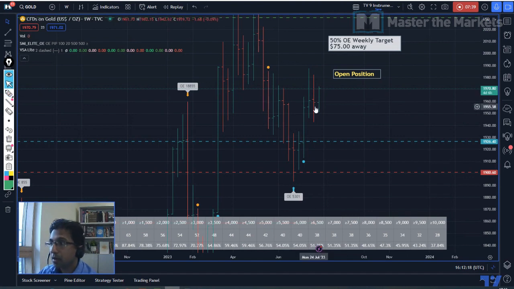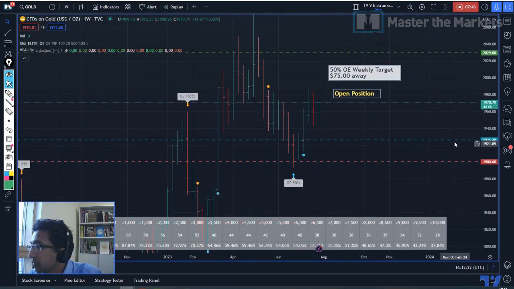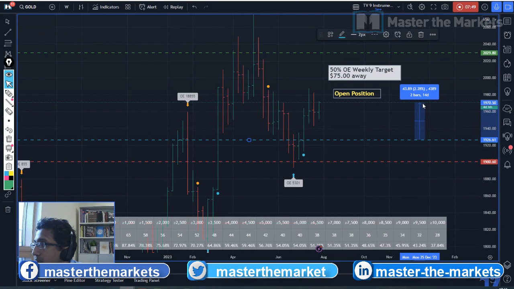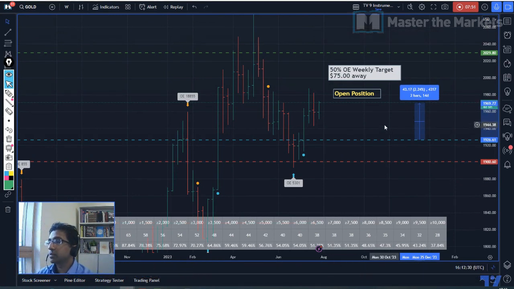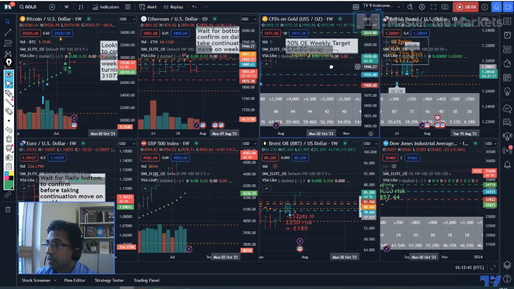But so far, having an open position on this, we've got unrealized profit from 1926 all the way to 1970. It's about $43 in profit, as you can see here, isn't it? So really, really good position that we are having at the moment in terms of gold. Okay, so let's see how that comes along.